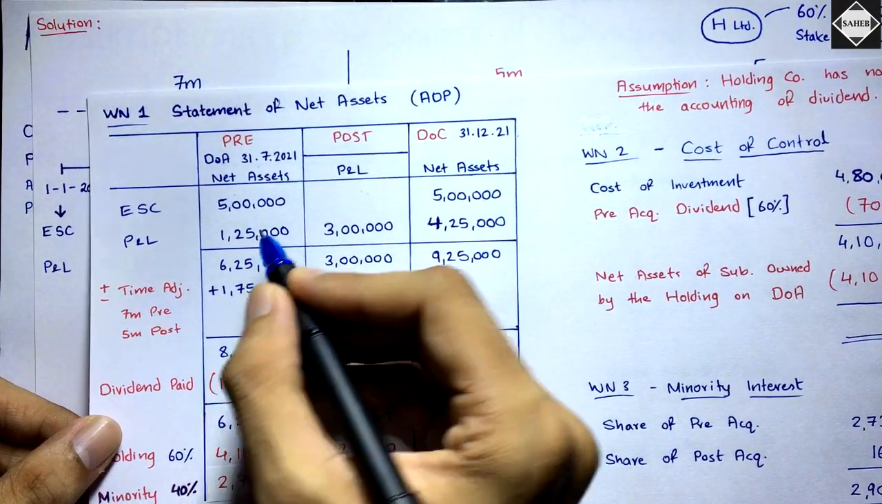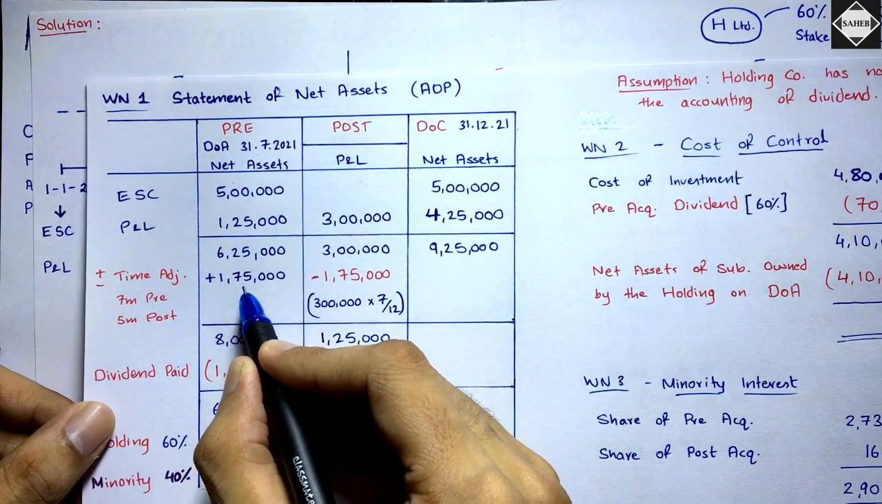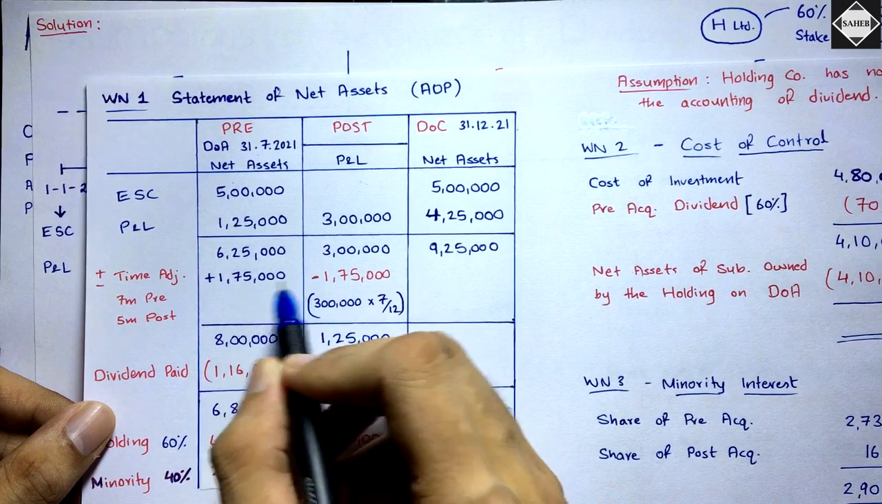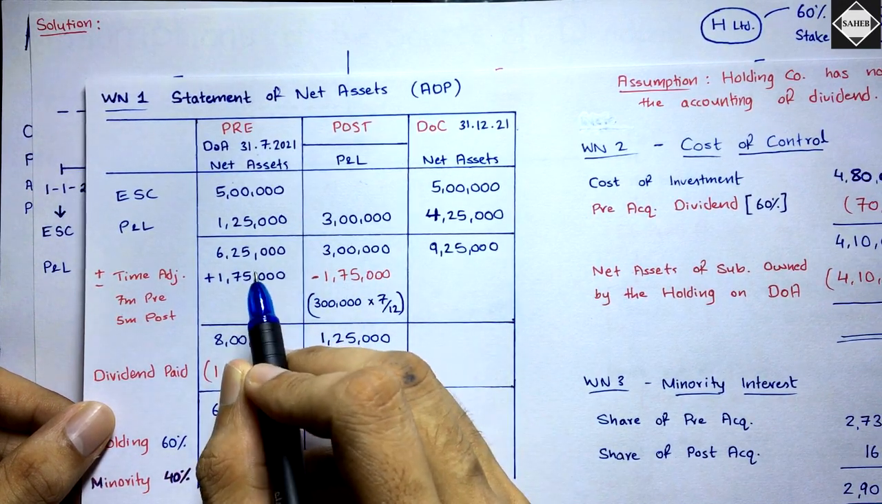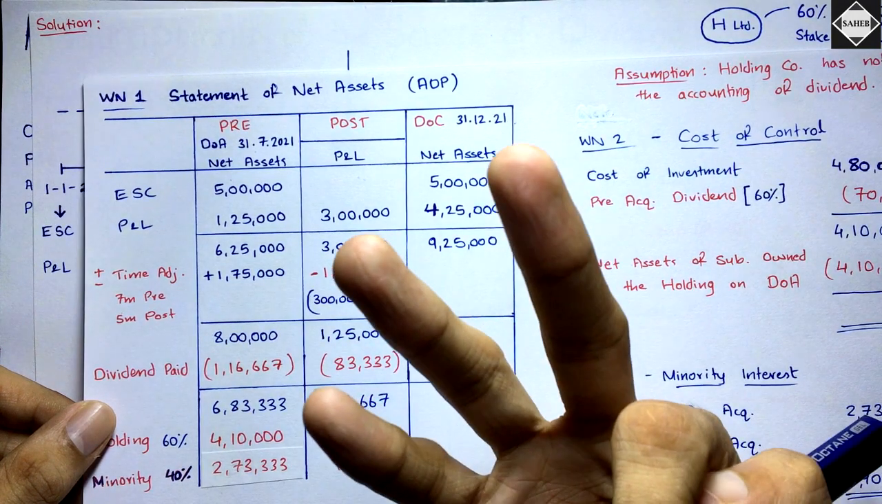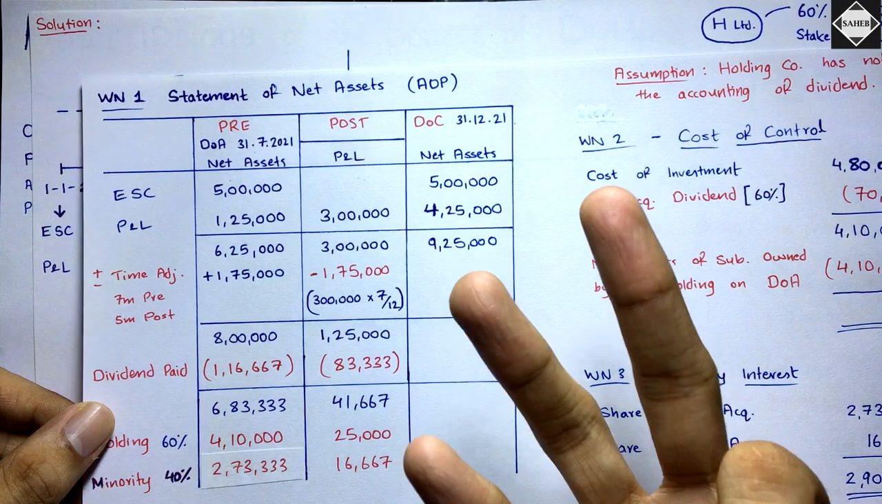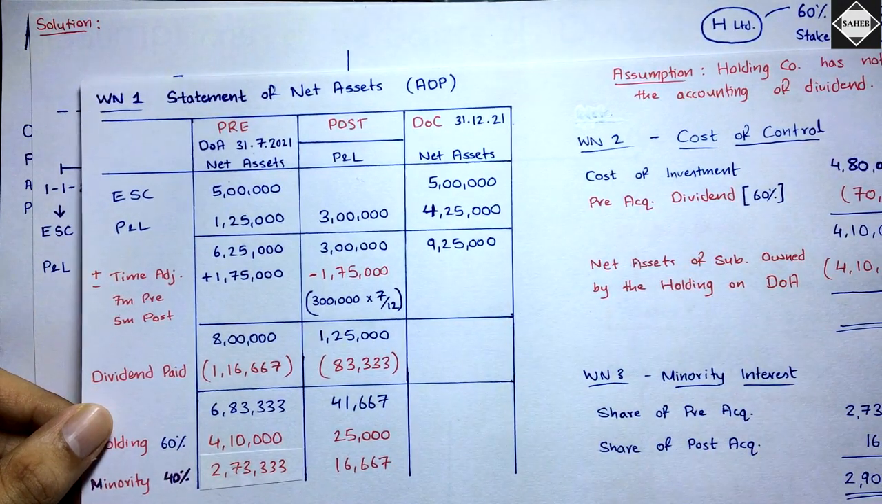That is pre-acquisition profit. And also out of the current year, 175 was pre-acquisition profit. We applied the time adjustment now. From here we removed and added it over here. So in total 125 plus 175, 3 lakh is the pre-acquisition profit in this illustration 5. Okay. Yes, it's 3 lakh.